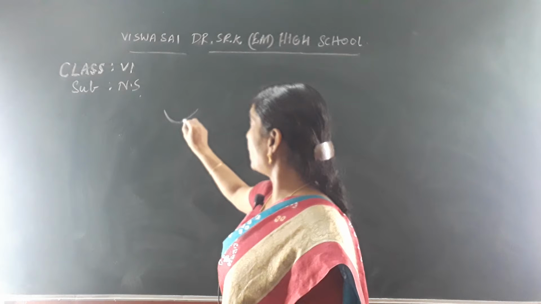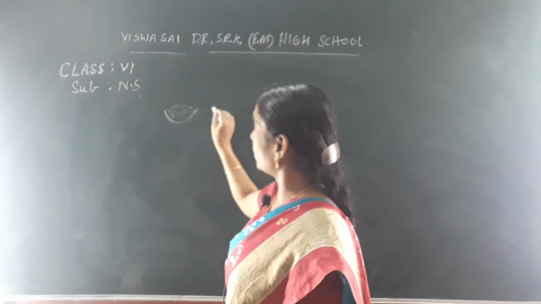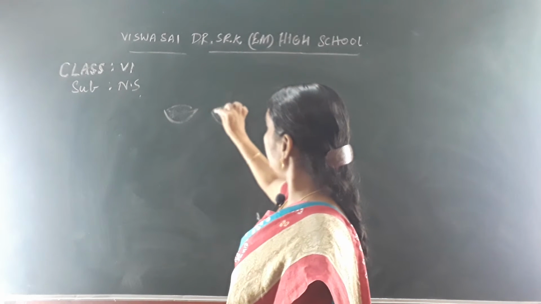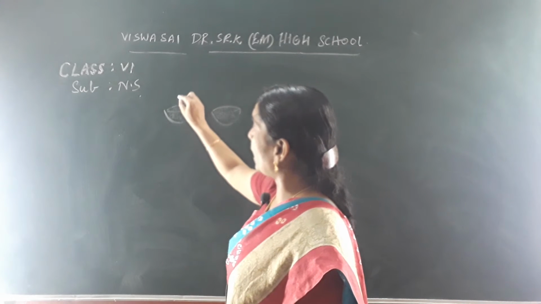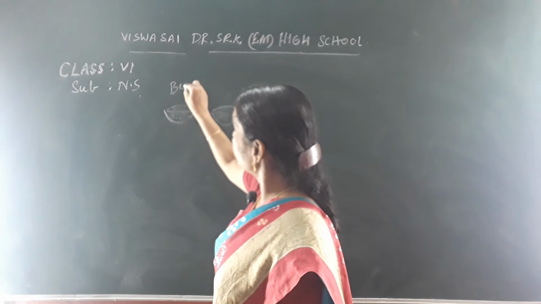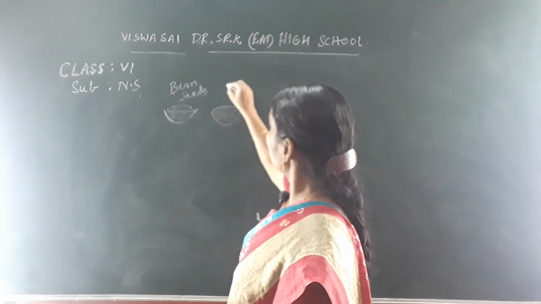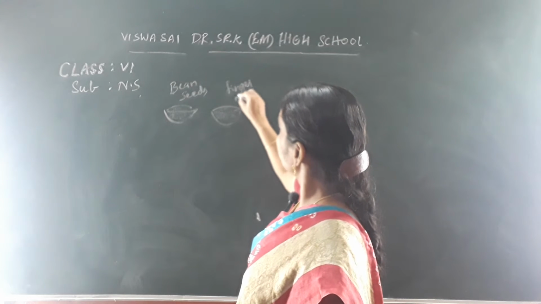Here in two bowls you are taking soil, a bowl with the soil. This is also a bowl completely full of soil. So what did you do here? You added bean seeds. Here, finger millets, which means ragulu.